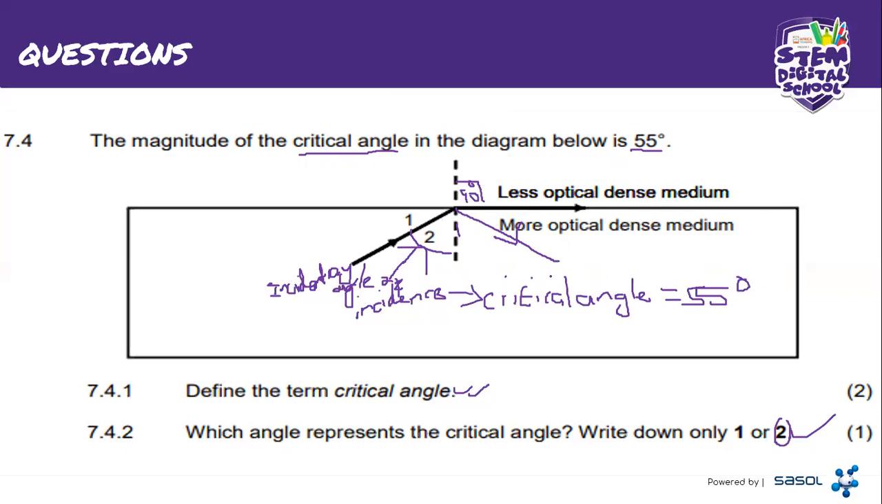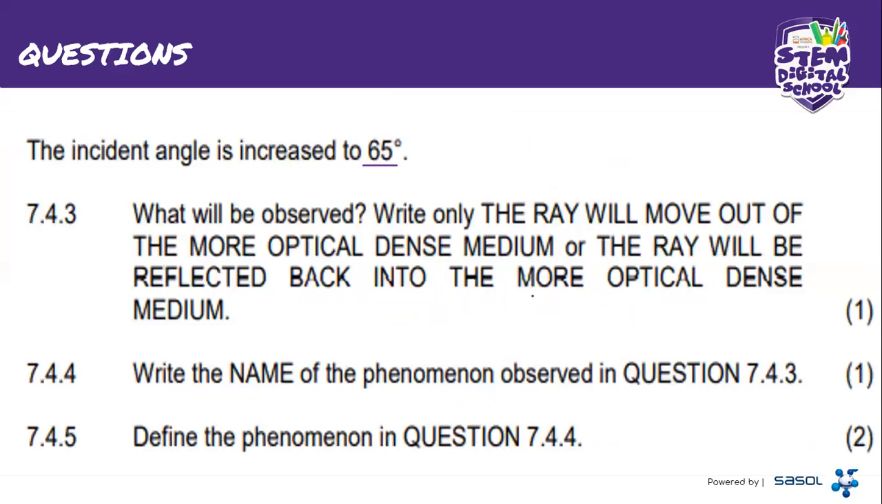Altogether, will it be reflected back into the more optically dense medium? And the answer is that the ray will be reflected back into the more optically dense medium. That will be your mark. How do you know that? Because you will now have total internal reflection. And when we have reflection, we know the ray of light returns back into the original medium. And that original medium, remember, is the more optically dense medium. Altogether, nice one.